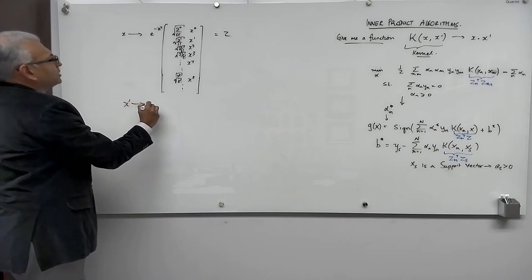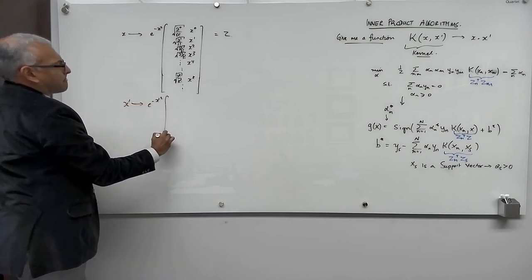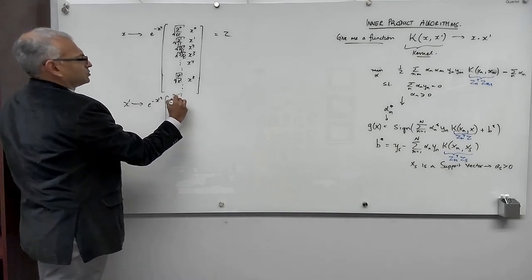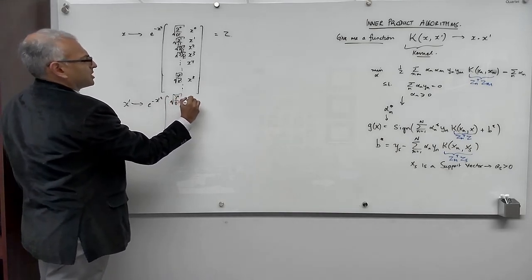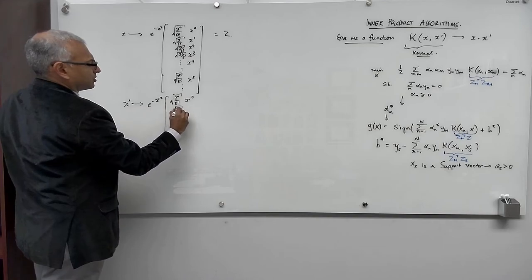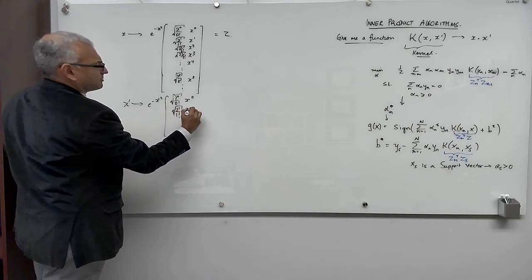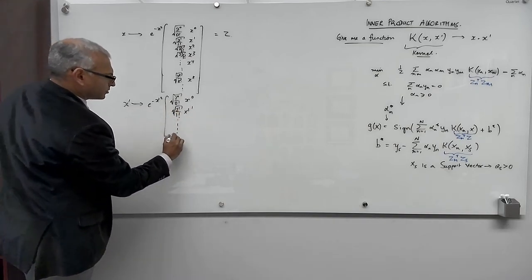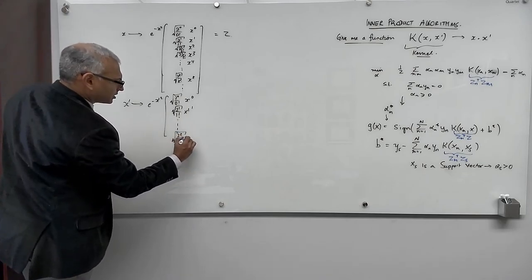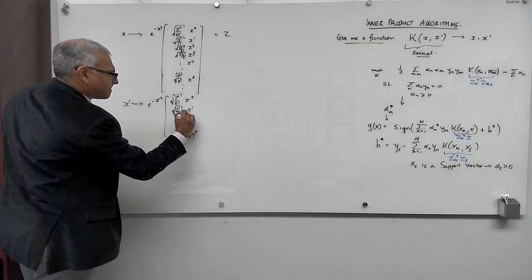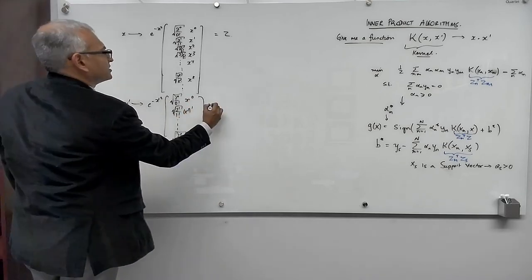This goes to e to the minus x prime squared. Square root of 2 to the 0 over 0 factorial x prime to the 0. Square root of 2 to the 1 over 1 factorial x prime to the 1, and so on. Square root of 2 to the k over k factorial x prime to the k. Okay, so this is z prime.